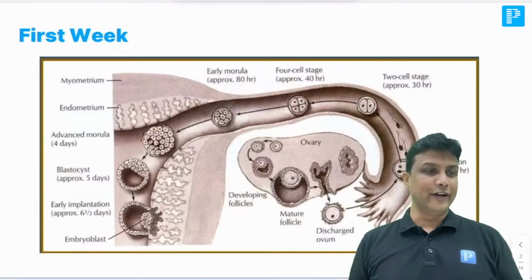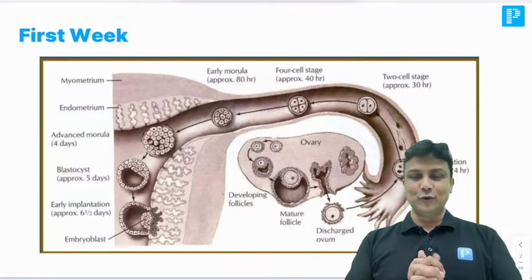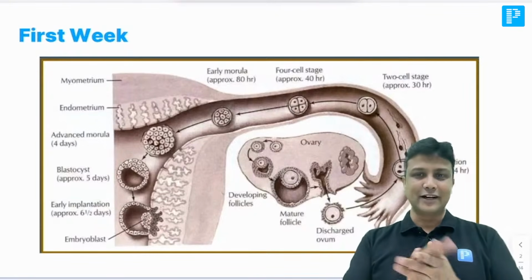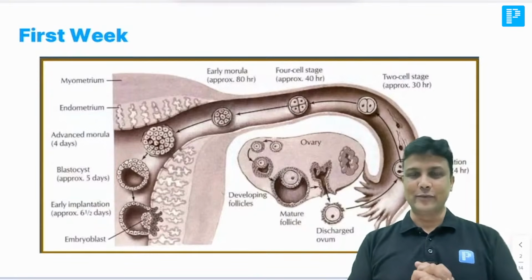Implantation will occur. Oh my God, heart is going to form. Cerebral college, lower limb. No problem, no problem. We will be studying the lower limb also. Don't worry about that.